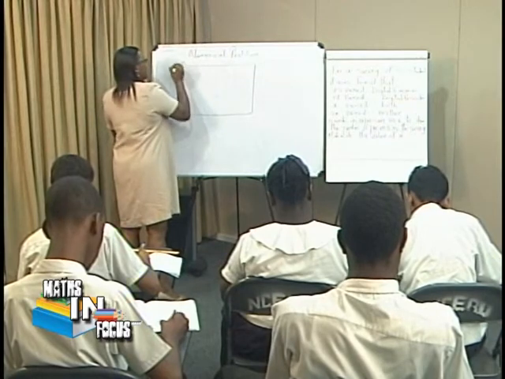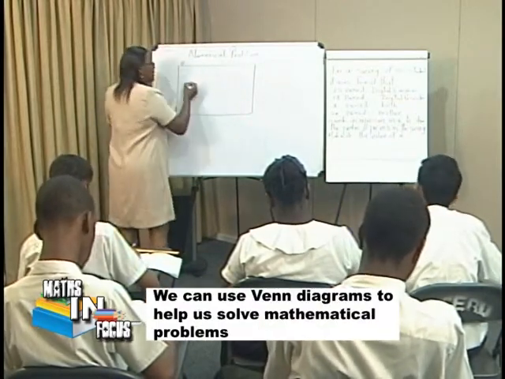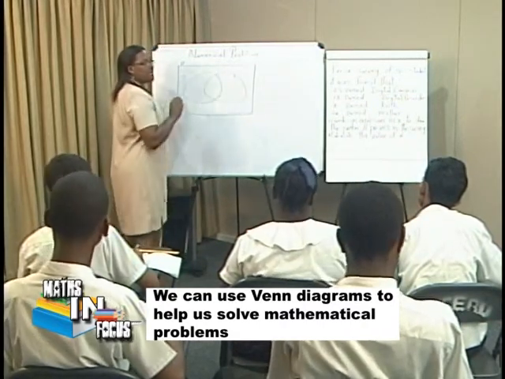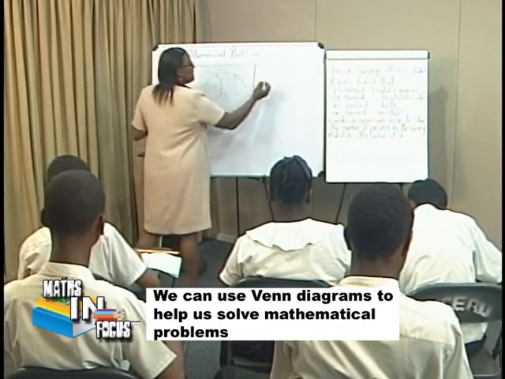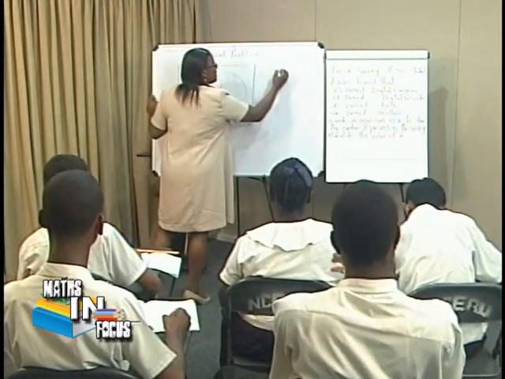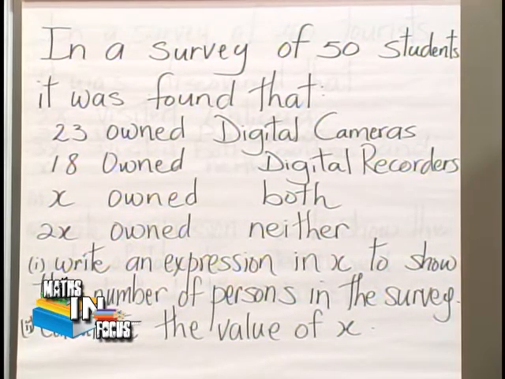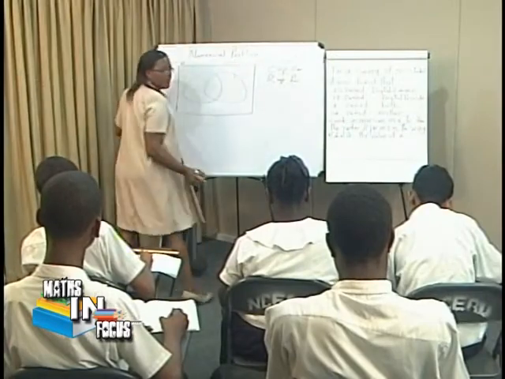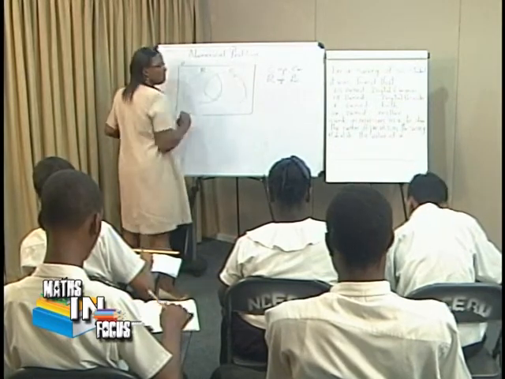So we have our universal set. Now we need to name our subsets. There are 2 of them. One is cameras and one is recorders. So we let C represent those that own cameras, and we let R represent those who own recorders. So we have R and we have C.